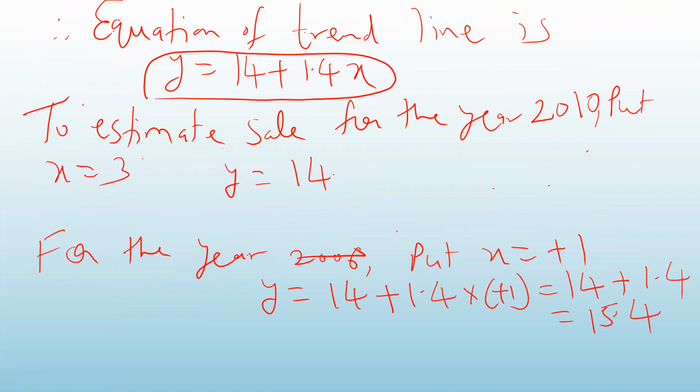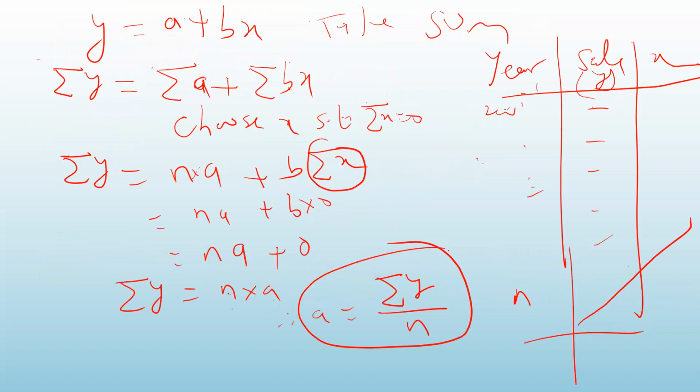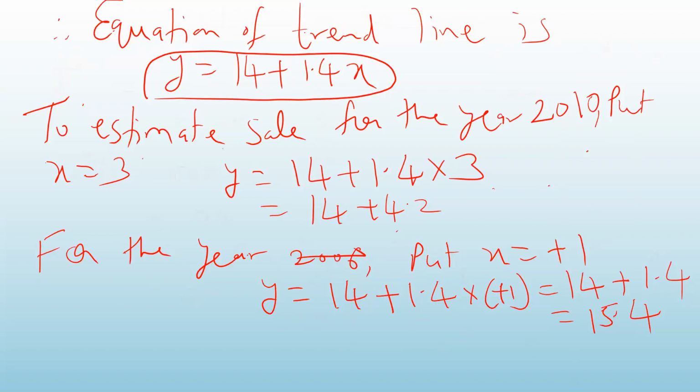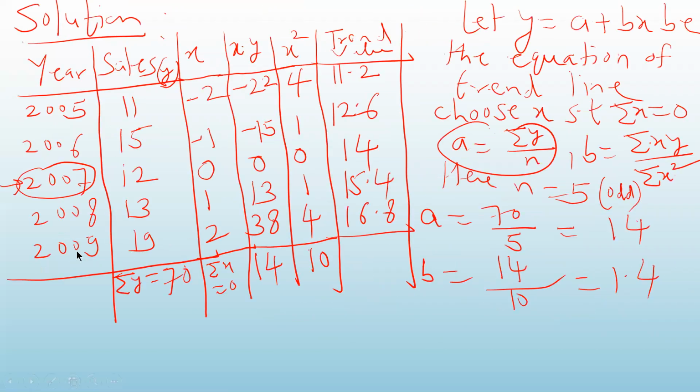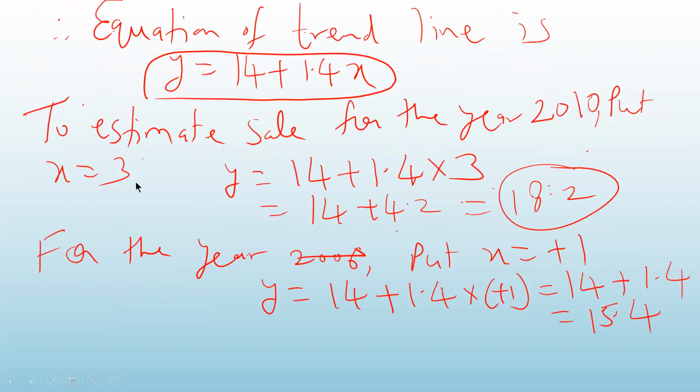Y equal to 14 plus 1.4 into 3. So that will be 14 plus 4.2. 1.4 into 3. So it will give you 1.4 multiplied by 3, that is 4.2. And then you add 14 to that. So you will get 18.2. So that means the estimated value for the year 2010 will be 18.2. Look at here. For 2010, it will be 18.2. So you can find out the trend value for any year.